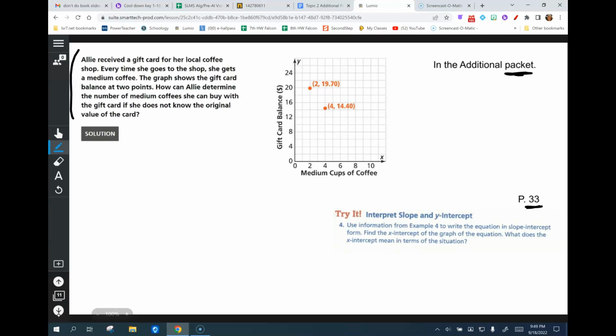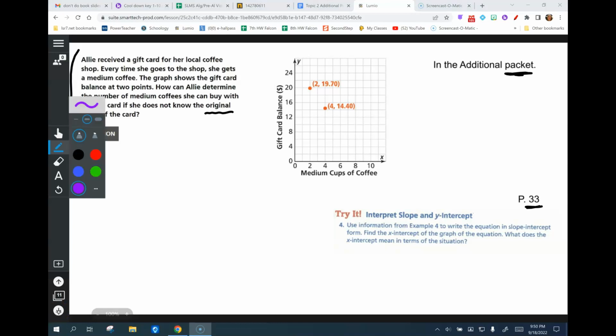So let's talk about this one, and I put it in your packet so you could actually write down this information. Allie received a gift card for her local coffee shop. Every time she goes to the shop, she gets a medium coffee. The graph shows the gift card balance at 2 points. How can Allie determine the number of medium coffees she can buy with a gift card if she does not know the original value of the card?